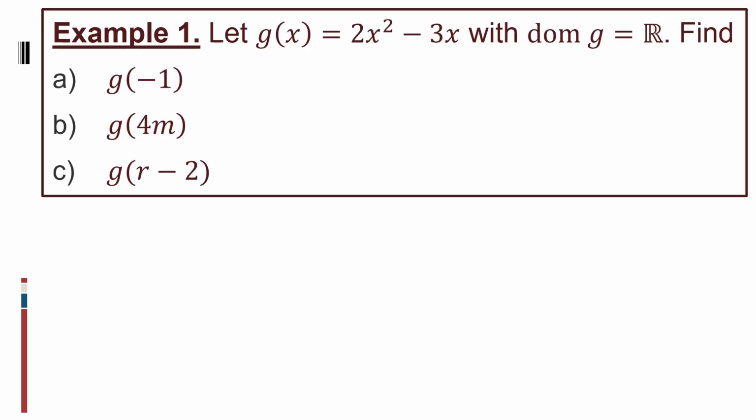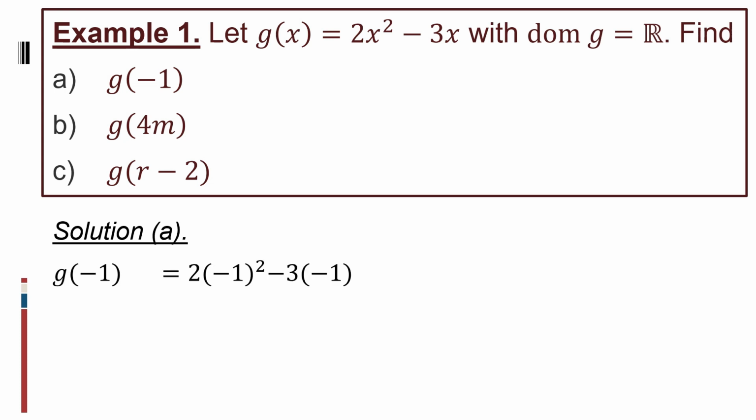So now let's evaluate a function. We let g of x be equal to 2x squared minus 3x with domain of g equals the set of real numbers. So let's find g of negative 1, g of 4m, and g of r minus 2. So how do we evaluate a function? So when we say g of negative 1, we just have to replace x by negative 1.